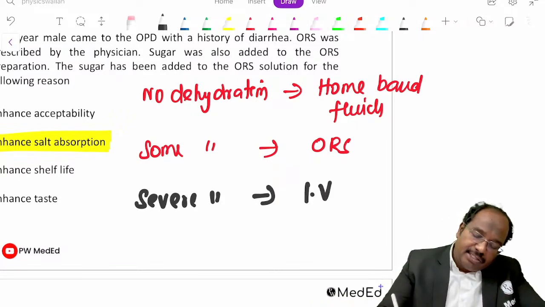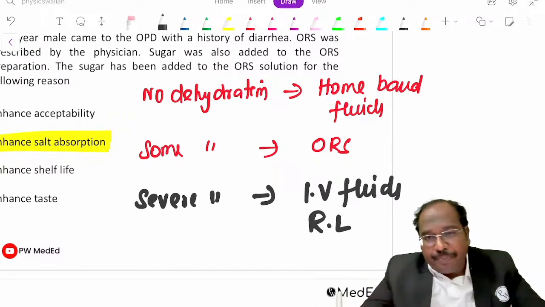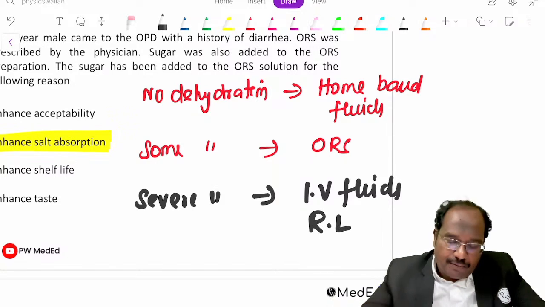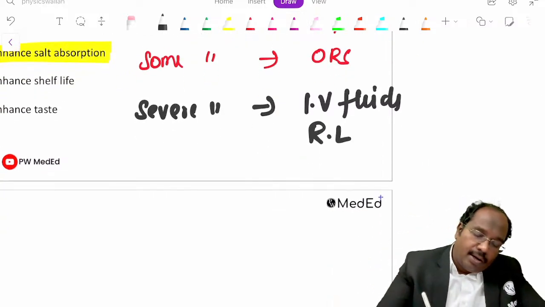Severe dehydration is treated with IV fluids. We'll use Ringer lactate, we don't use normal saline. This will correct acidosis also. Okay, fine. So the question is with ORS.